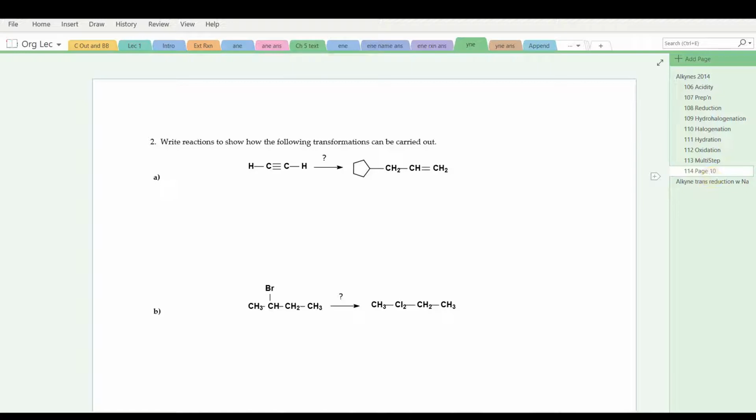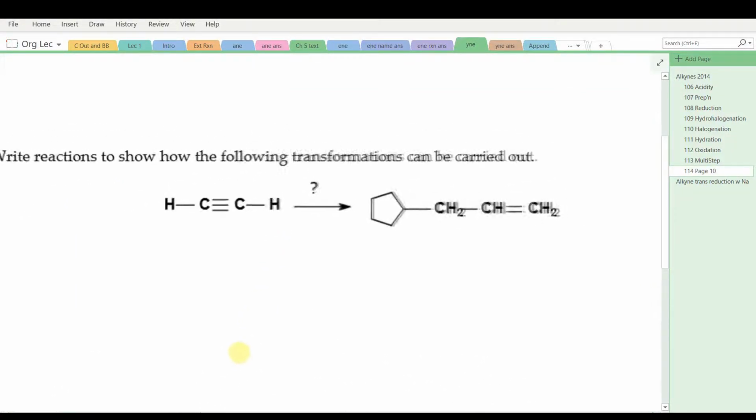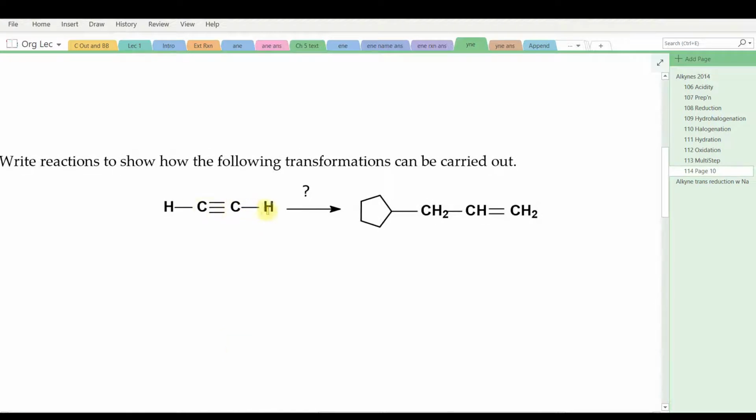Page 114, first question, we want to convert this 2-carbon alkyne, acetylene, into an alkene with more carbons. So 2 things are needed here. We need to partially reduce, we need to partially hydrogenate the alkyne to the alkene, and then we'll need to add more carbons. The only way we've learned to add carbon so far is by alkylation of an alkyne. And this is a terminal alkyne, so that can be done.